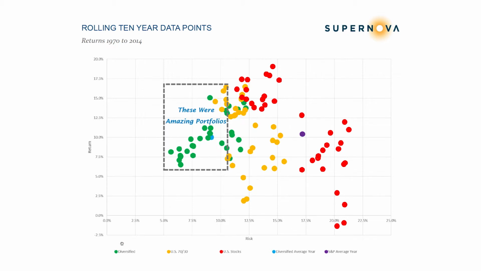But then we look at that diversified portfolio, and it was very highly concentrated in the upper left-hand quadrant, low risk and high returns. What's also interesting is that that average year for the diversified portfolio fell right in the middle of all the rolling 10-year periods. You pretty much got what you thought you were getting if you were diversified.